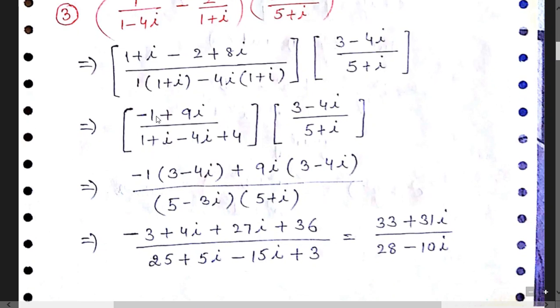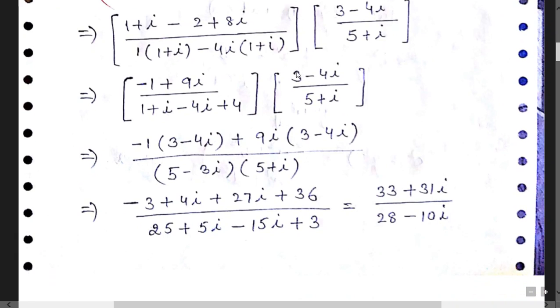and after solving you will get minus 1 plus 9 iota. 1 minus 2 it's minus 1, iota plus 8 iota, it can be written as 9 iota, and in the denominator 1 plus iota, minus 4 iota and minus 4 iota square, that's why it's plus 4. 3 minus 4 iota, 5 plus iota as it is. Now multiply the terms. Minus 1 multiply by 3 minus 4 iota, 9 iota multiply by 3 minus 4 iota, and in the denominator 5 minus 3 iota multiplied by 5 plus iota.